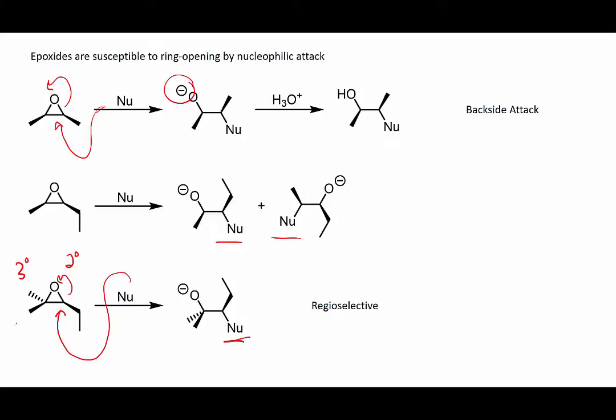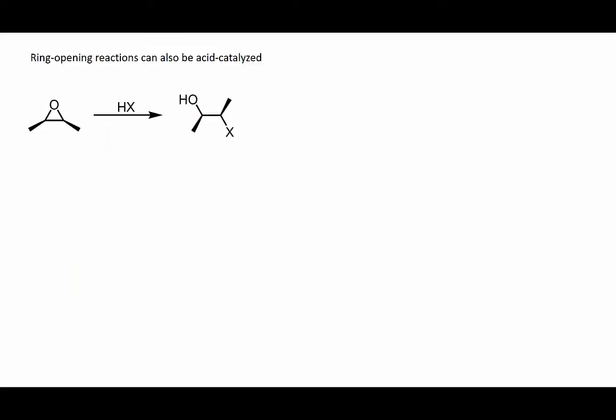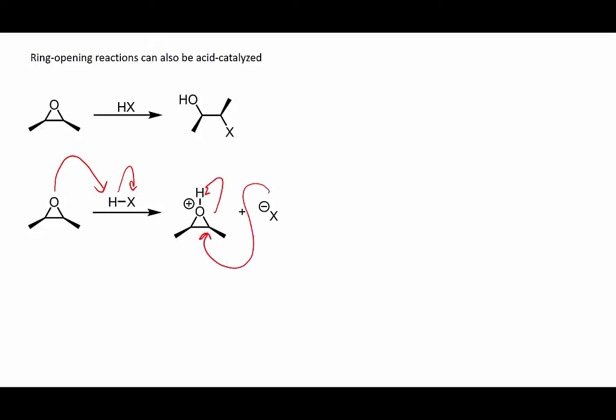This is regioselective. Ring opening reactions can also be acid catalyzed. This will generate a hydroxyl group and addition of a nucleophile. In this case it's going to be a halide. So to go through the mechanism, we can first protonate the oxygen, kicking off the halide. The halide is now available to do a backside attack and open up the activated ring. This will give us our product.